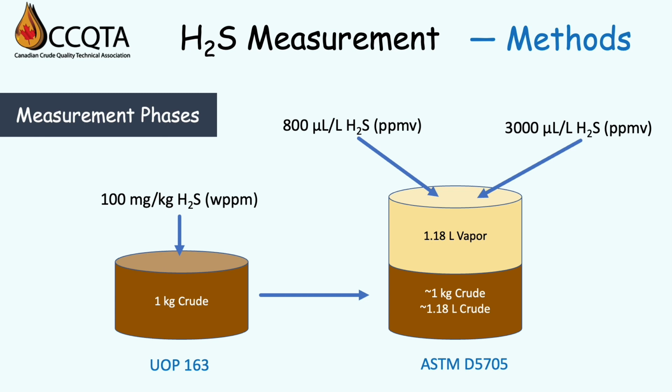This is what originally caused the problem with the crude stranded at sea. That crude was tested by UOP 163 at the loading port and had results that met the specification. However, when it reached its destination, it was tested again using ASTM D5705, and the results were significantly higher, as we've just talked about. Since the new H2S results didn't meet the receiving port's requirements, it was rejected. I hope that puts some context around H2S measurement and the difference in units and why it's very important for you to pay attention to the units when you're looking at results.